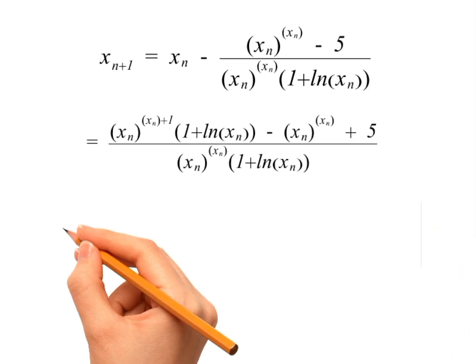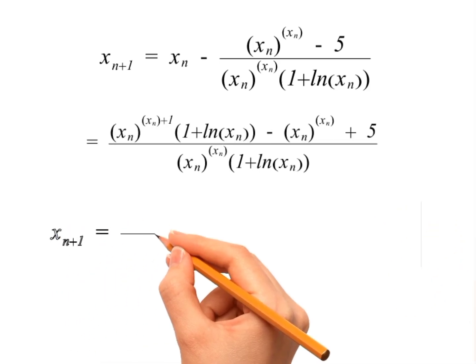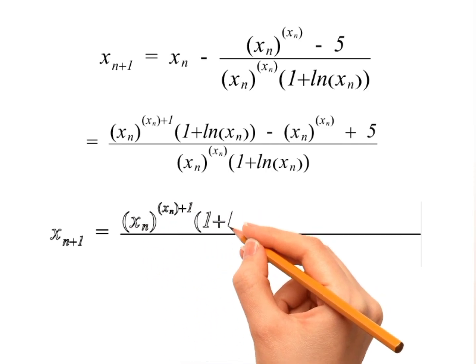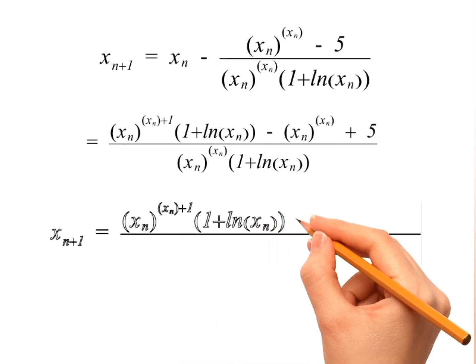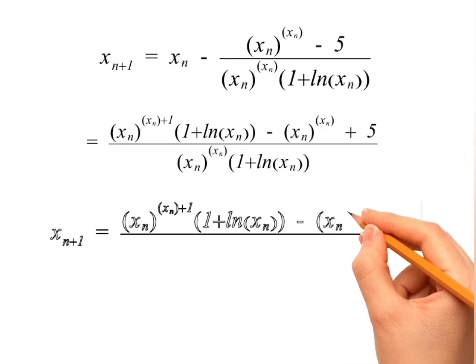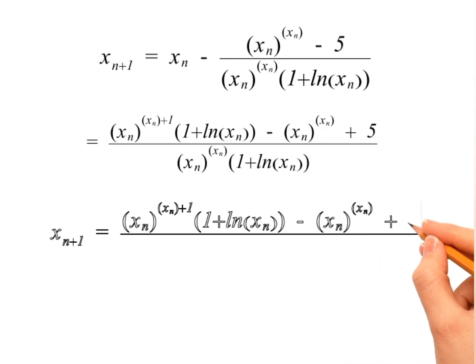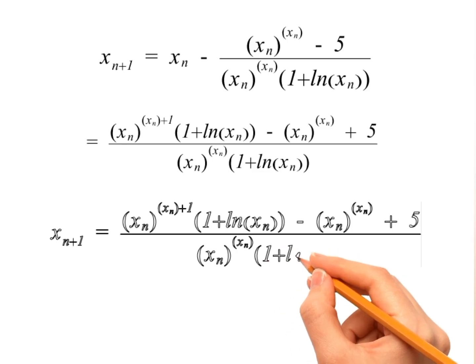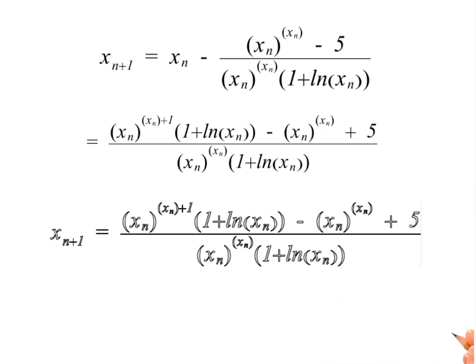This implies that x sub n plus 1 equals [x sub n raised to power x sub n, times (1 plus ln x sub n), minus (x sub n raised to power x sub n, minus 5)] over [x sub n raised to power x sub n times (1 plus ln x sub n)]. We can now work the iterations, since we have the needed values to carry it out.